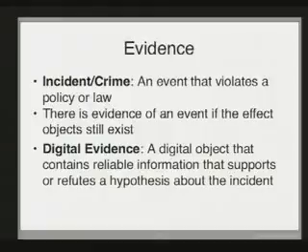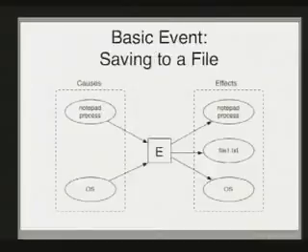So basically our digital evidence is some object that contains reliable information that supports or refutes some hypothesis. If our hypothesis was that this notepad process was used to save this file, we have to find this information as actual evidence that this event actually occurred. And if we can't find it, we have to be able to explain why we didn't find it and with what certainty we think it occurred.